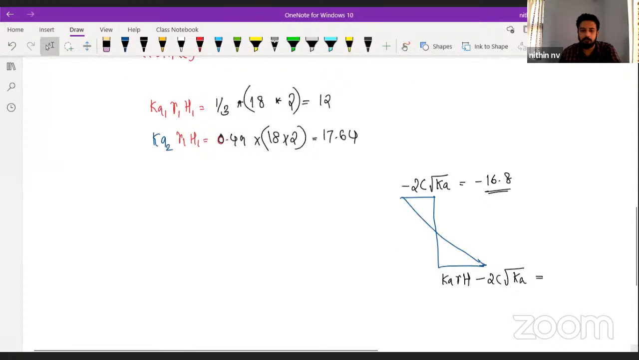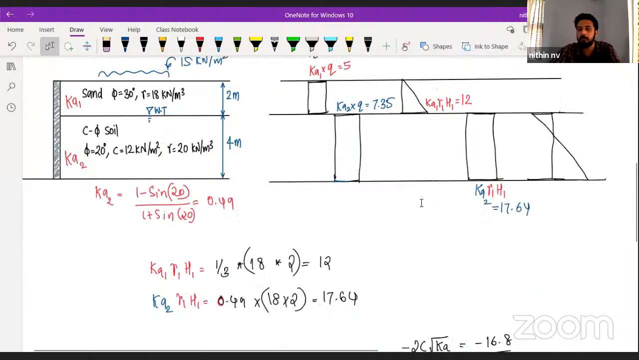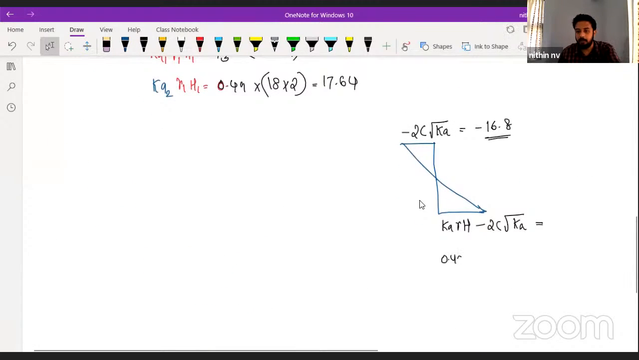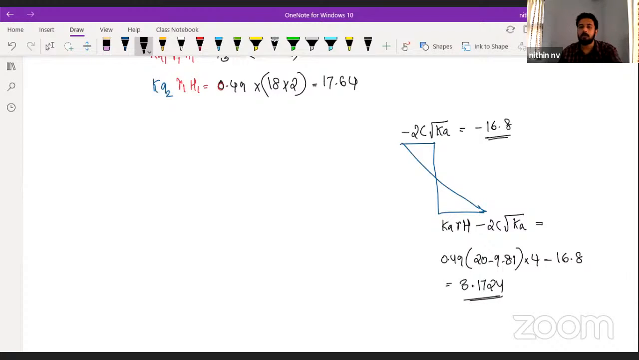Okay. You calculate for the bottom layer also. How much are you getting? 0.49 into gamma, which is 20, minus 9.81 into 4, minus 2c root Ka, which you already calculated here. So how much are you getting for the second one, the bottom layer? 3.17. Okay. Are you getting the same answer?